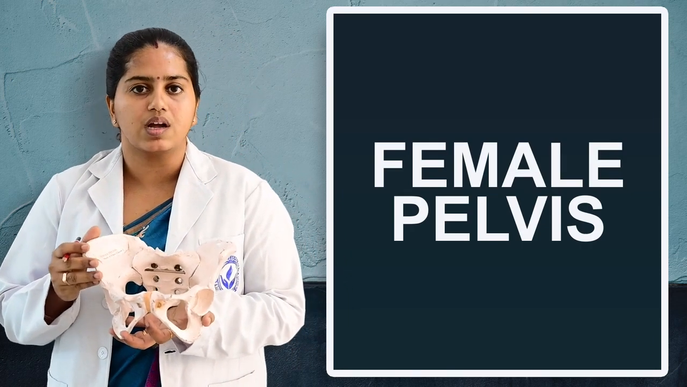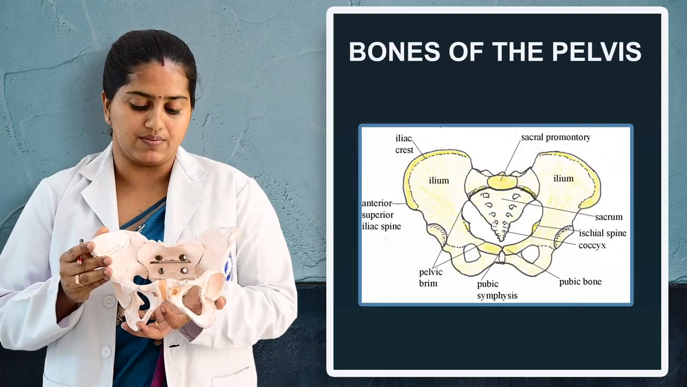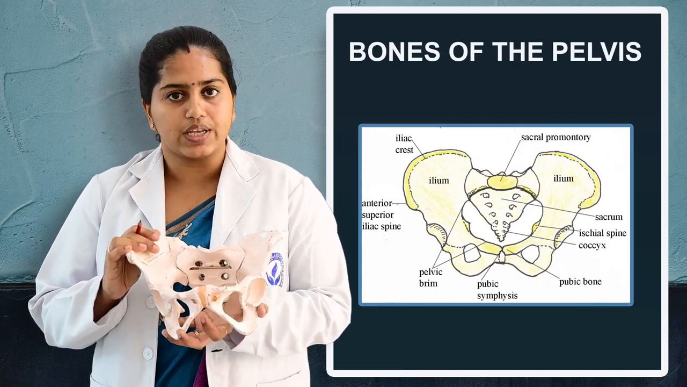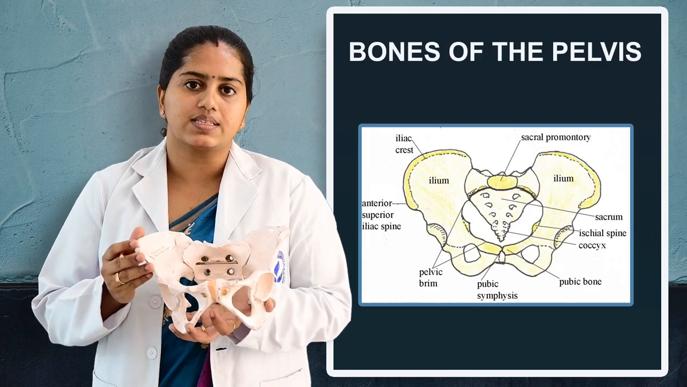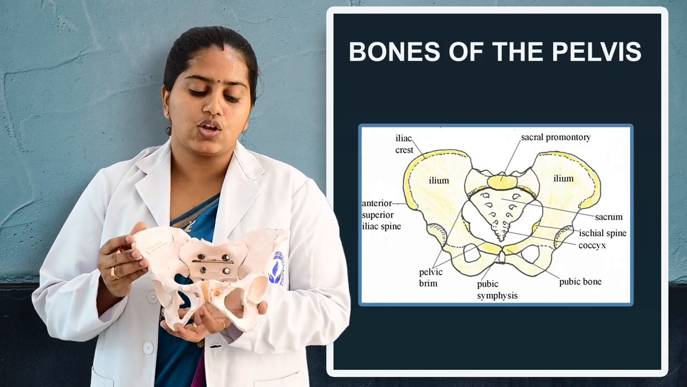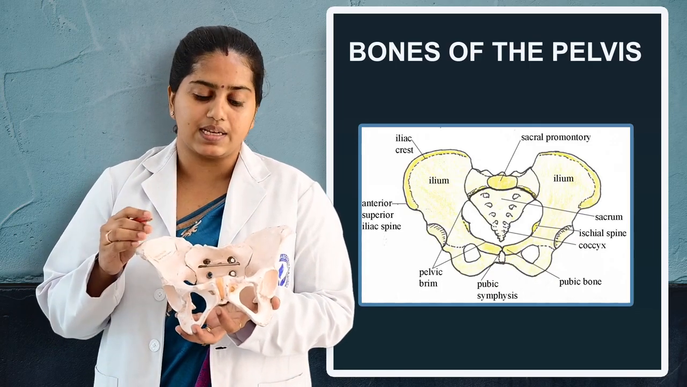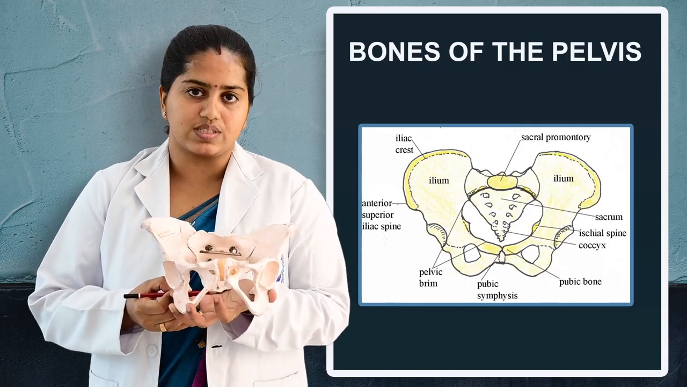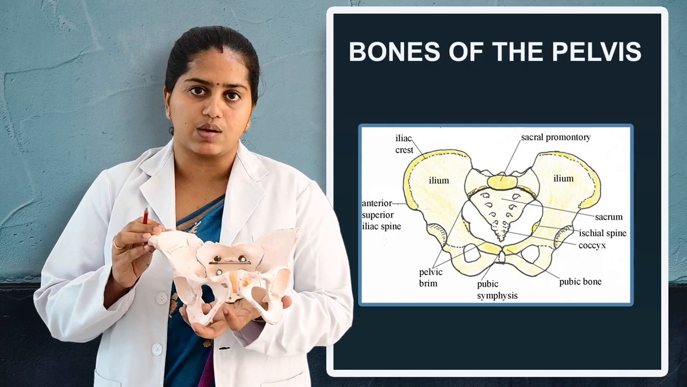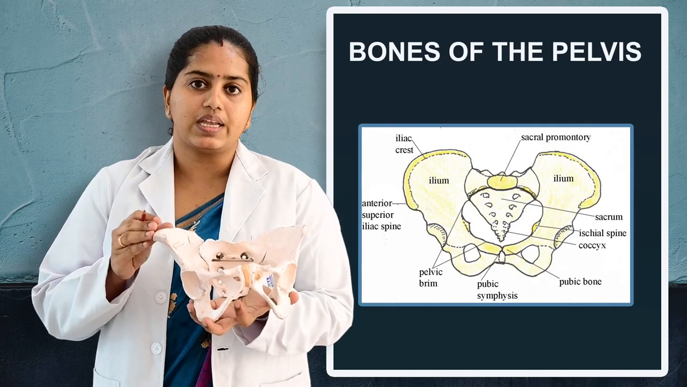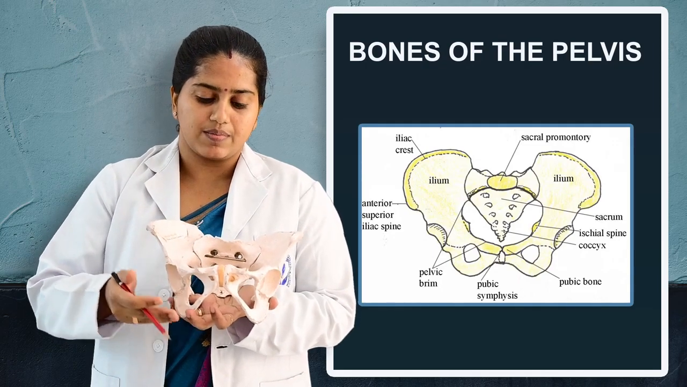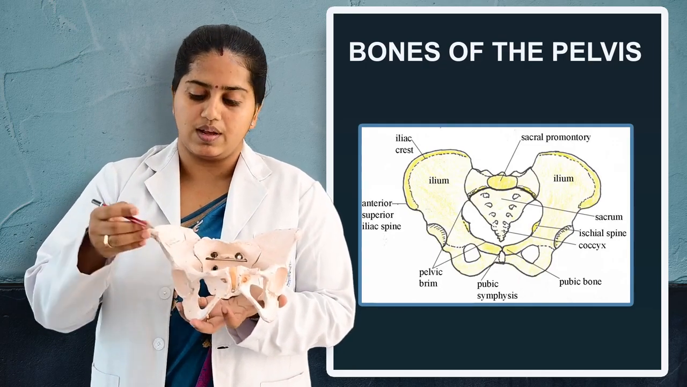Next we will see what are the bones that come under the pelvis. The pelvis consists of 4 bones: 2 innominate bones, the sacrum and the coccyx. The innominate bones appear laterally and anteriorly, and the sacrum and coccyx posteriorly. So first we will discuss the innominate bones. The innominate bone consists of the ilium, then the ischium, then the pubic bone.